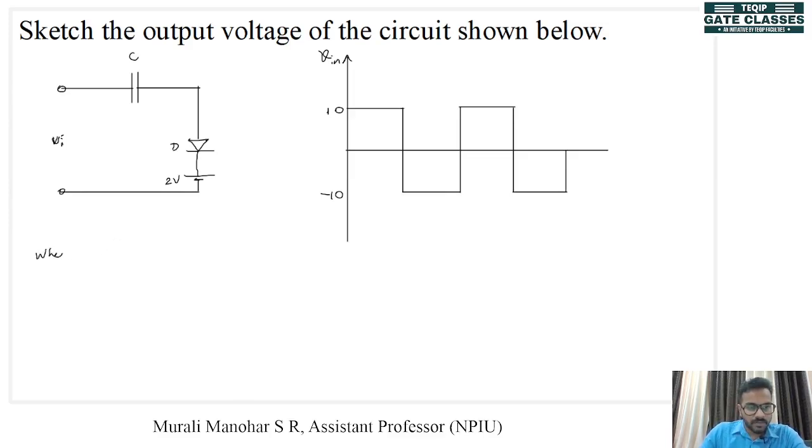When V in is equal to 10 volt, what happens to the diode? Pause the video and see what will be the output voltage. So when V in equal to 10 volt, we know that the cathode of the diode is now connected to plus 2 volt, anode is connected to plus 10 volt, and the diode will act as a short circuit. Now the capacitor is charged to some voltage here, right? So we will draw the circuit. Now the diode is short circuited.